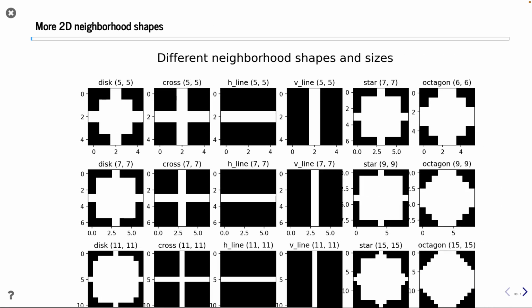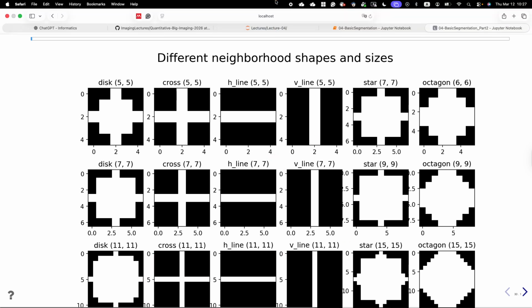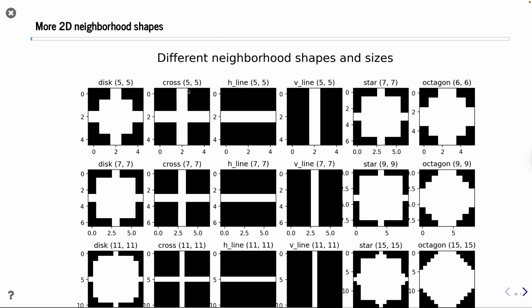And we can even have more crazy, creative neighborhoods. We can have disks, so it should be an approximation to a disk. It doesn't really look like one until you go up in the larger sizes. We can have crosses, we can have lines, stars, octagons. All these are predefined in Python in the scikit-image package. But in the end, what is practically used is either just a box neighborhood or a disk neighborhood or a sphere if you go up in 3D. All the other ones are a bit more special use cases.